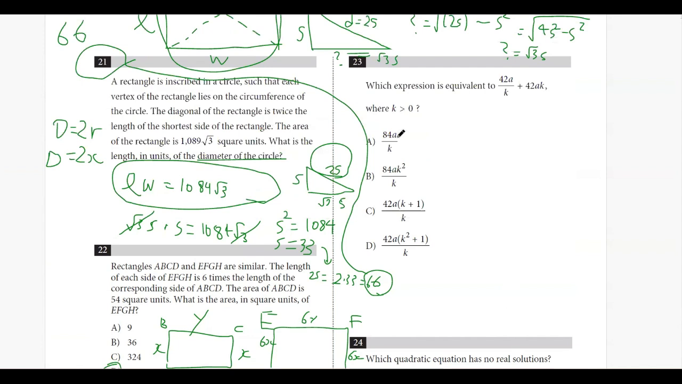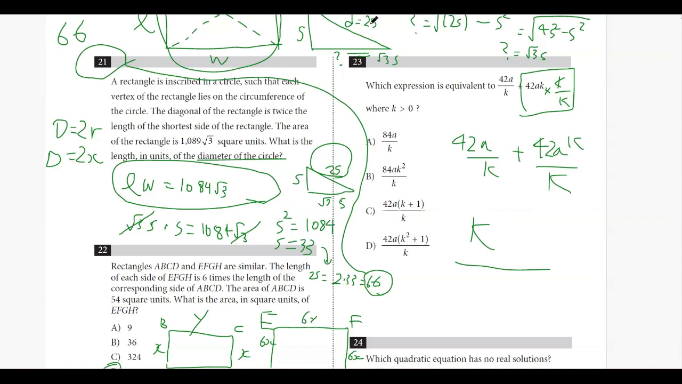Okay, question 23. Which expression is equivalent to 42a over k plus 42ak, where k is greater than 0? All you got to do is keep this here. I'm going to multiply only this part by k over k. So we have a k in the denominator, so 42a over k plus 42a k squared over k. So I'm going to pull out this k here. I'm going to pull out the 42a here.